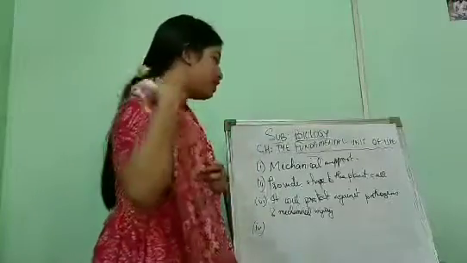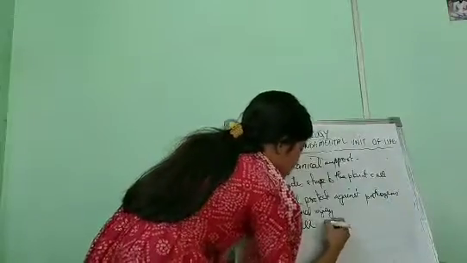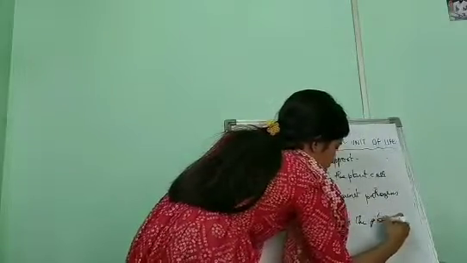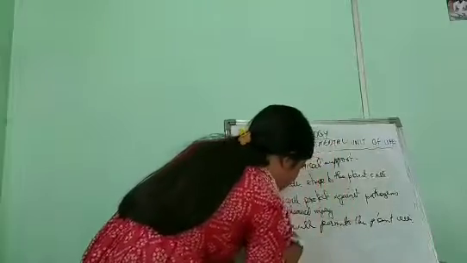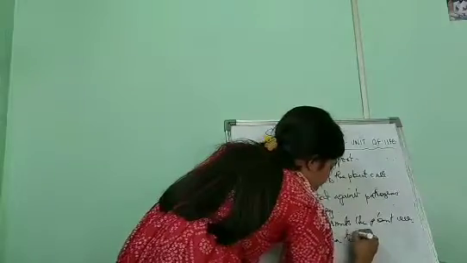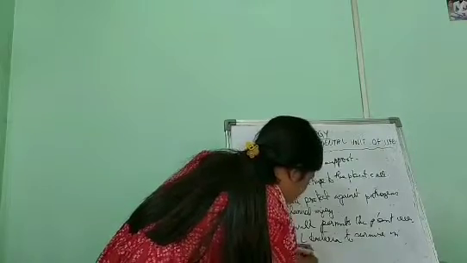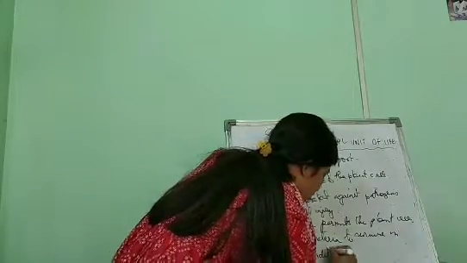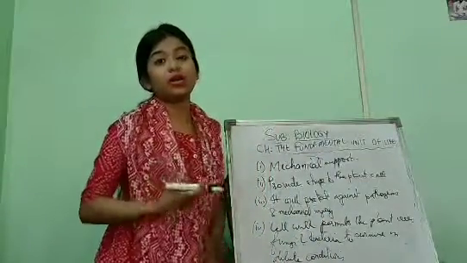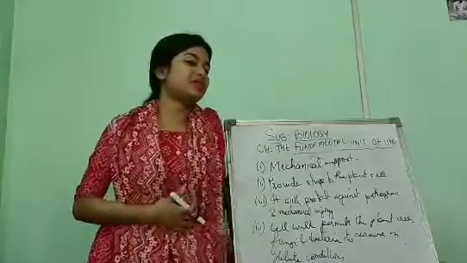So what can we write as the fourth point? The fourth point is the cell wall permits the plant cells, the fungi and bacteria to survive in extreme dilute conditions. Okay, dilute conditions. Dilute means extremely high water concentration around the cell. So they allow it to survive in certain conditions as well.